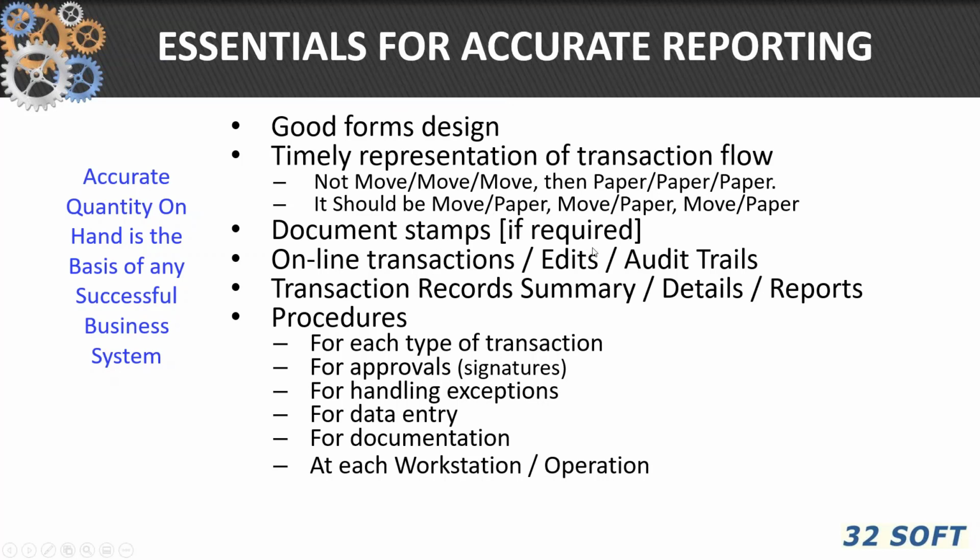We talked about, and we'll talk a little bit more about the transactions, the types of transaction we use in the transaction history, a transaction record, summary, detail reports. Probably the most familiar to us is 321.2, the transaction by item history. And then for procedures on how you do those transactions, for every type of transaction, you need to know the approvals, the handling, data entry, documentation for every workstation and operation in your facility.